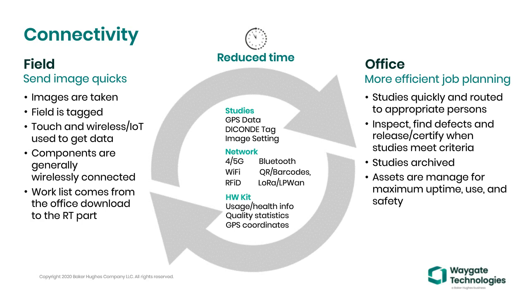So on the left, you see that the images need to be sent quickly, so they need to be captured. If analysis is done in the field, that has to go smoothly, and work lists, on the other hand, and other things need to come back from the office. So there needs to be a two-way communication between the field and the office.